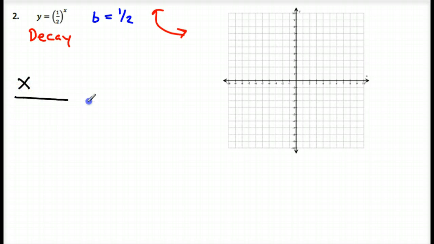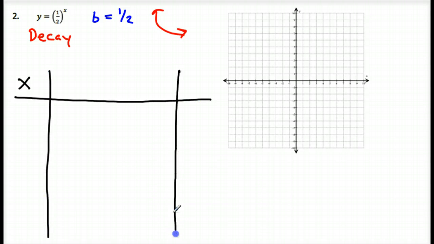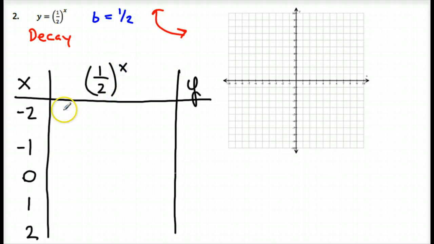Okay, so now I'm going to make my t-chart, just like I did for number 1. We're going to pick x values of -2, -1, 0, 1, and 2, and I'm going to plug each of those into my function. I'm going to do 1/2 to the x power every single time.